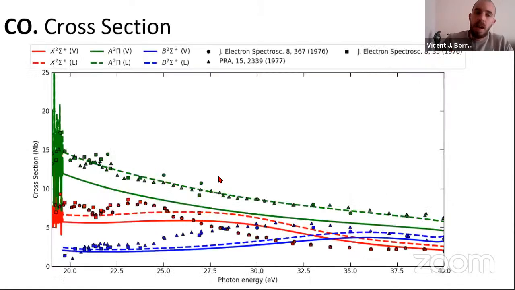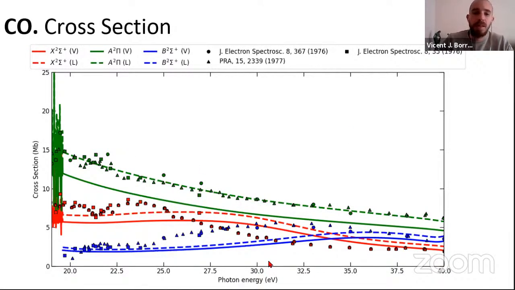So now I'm showing here the cross-section obtained with the HChem code with this calculation in the energy region where there are experimental data. We are showing it in the velocity and in length gauge. We can see how we are able to describe the tendency. The match is not perfect.